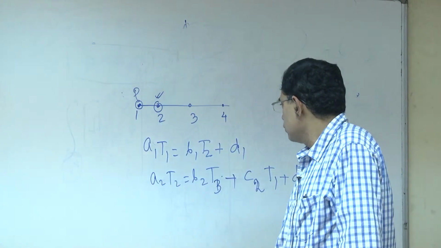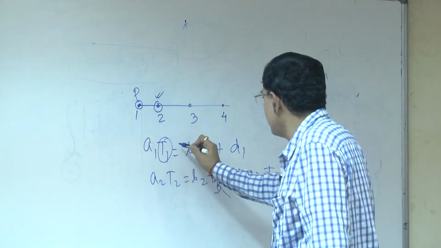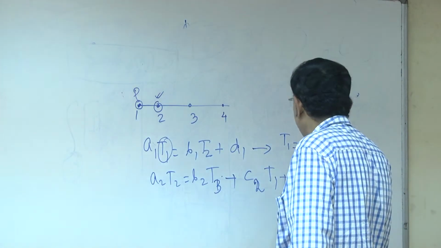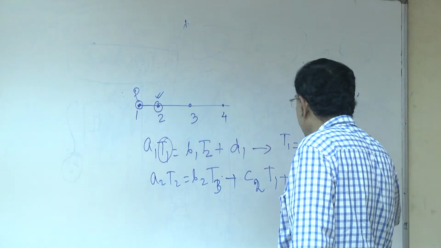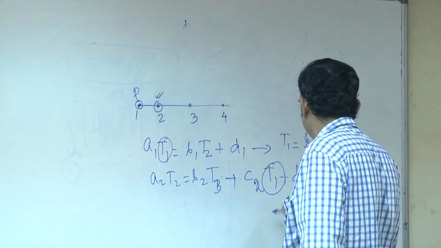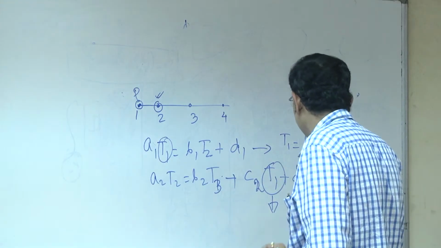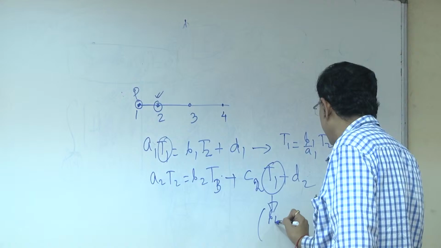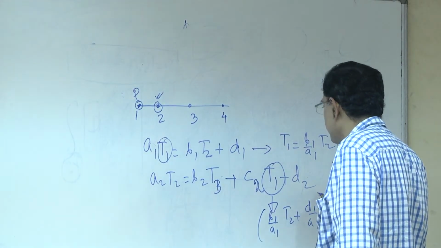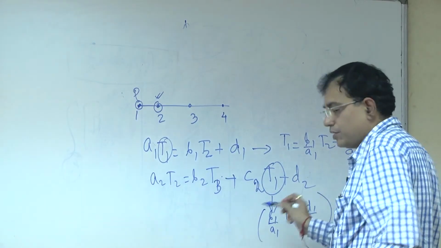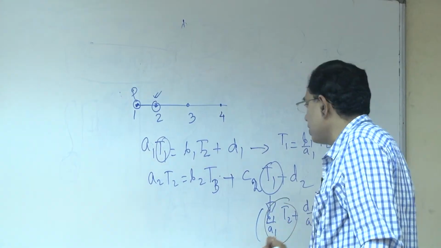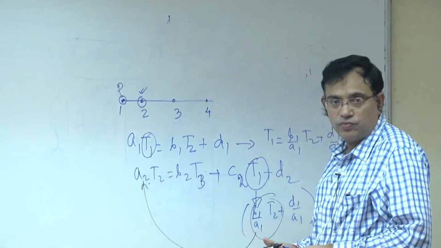So now you know from here that you can just simply write T1 is equal to B1 by A1 into T2 plus D1 by A1, right. So now if you substitute that here, let us say we write it B1 by A1 into T2 plus D1 by A1, right. So now you have a term with T2, this one, which you can club up with the other coefficient which is there as T2.